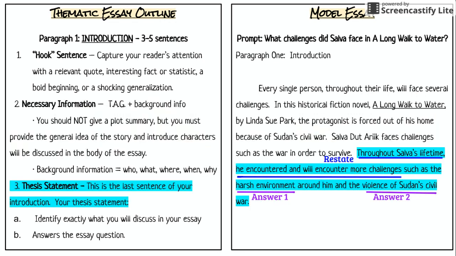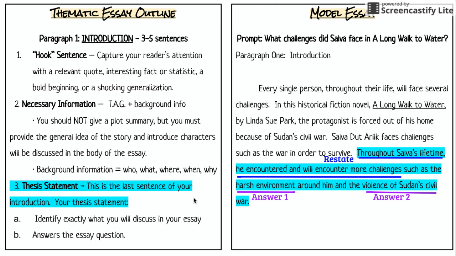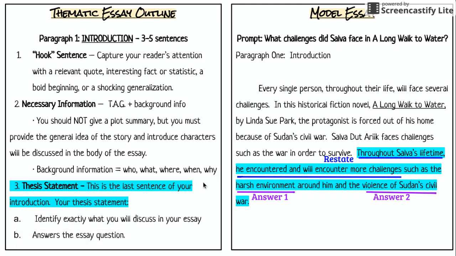And the last sentence of your introduction paragraph should be your thesis statement. Follow along with me as I read. This is the last sentence of your introduction. There are 2 parts of your thesis. The first part should be restating your question. The second part should be answering the question.